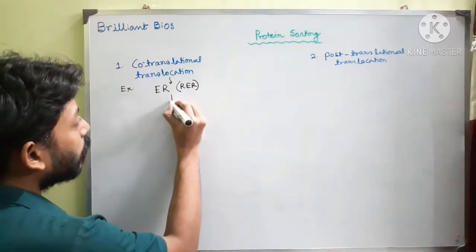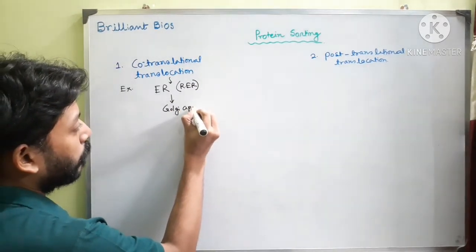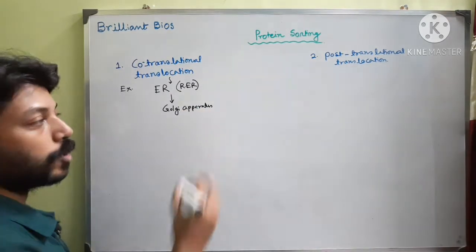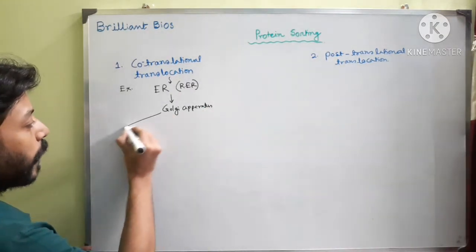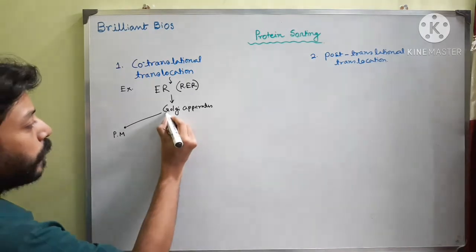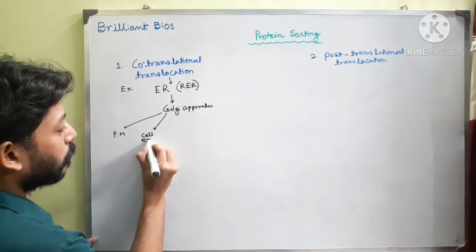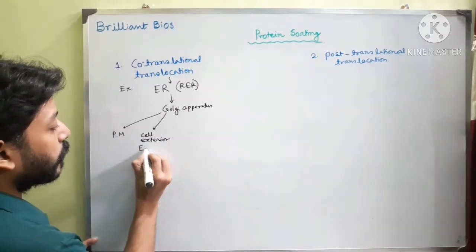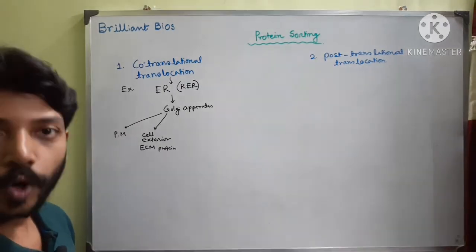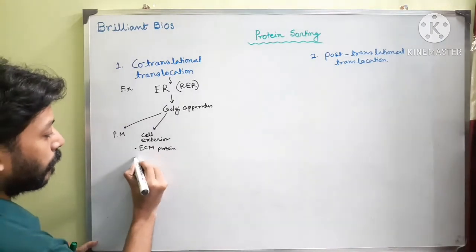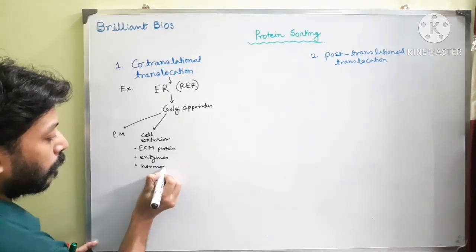Then they go to the Golgi apparatus, the Golgi bodies. Then the sorting occurs. From the Golgi, the protein can move to the plasma membrane, or the protein can go out of the cell to the cell exterior. Examples are extracellular matrix proteins, albumin, enzymes, hormones, etc.